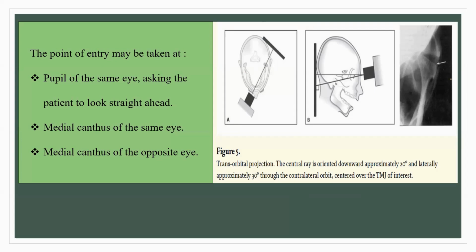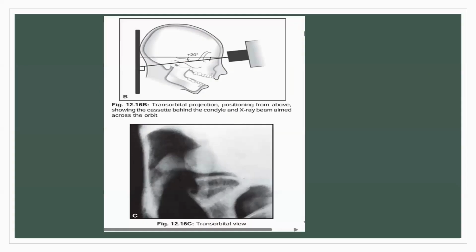So you get to see something like this. This is the pictorial representation of the positioning of the cassette and the central ray entering at an angle of +20 degree. You can see over here, you obtain an image something like this. Transorbital projection, again, a wider picture of the same thing.